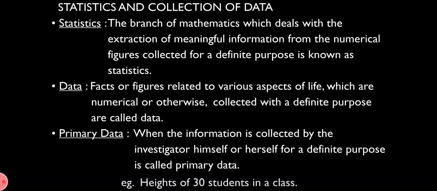Example, heights of 30 students in a class, marks of 50 students in an English test. Such kind of information a person himself or herself can collect. So these are called primary data. Another type of data is secondary data.